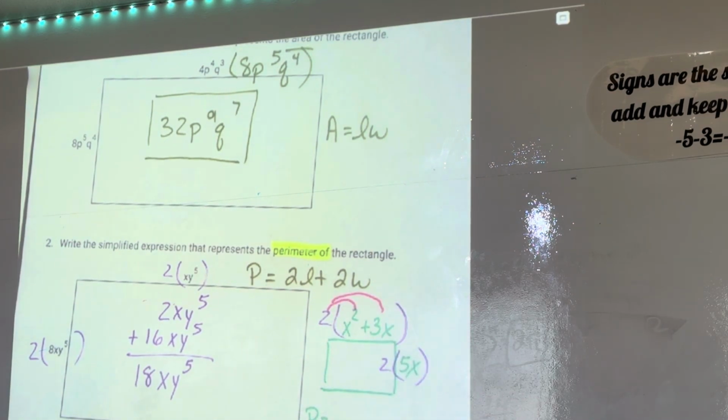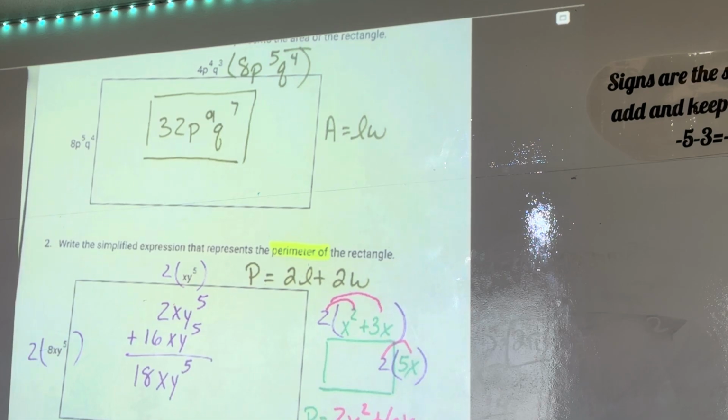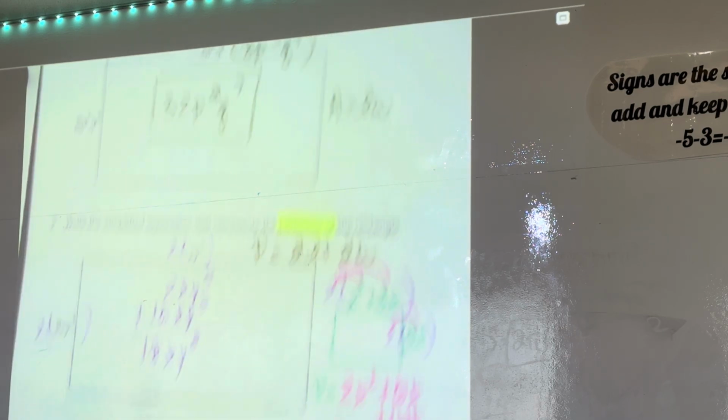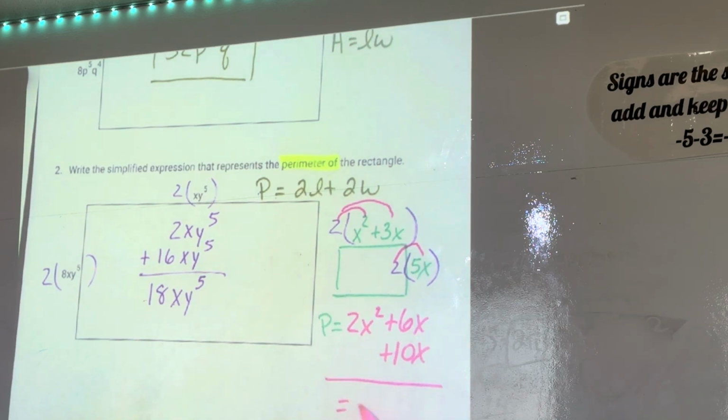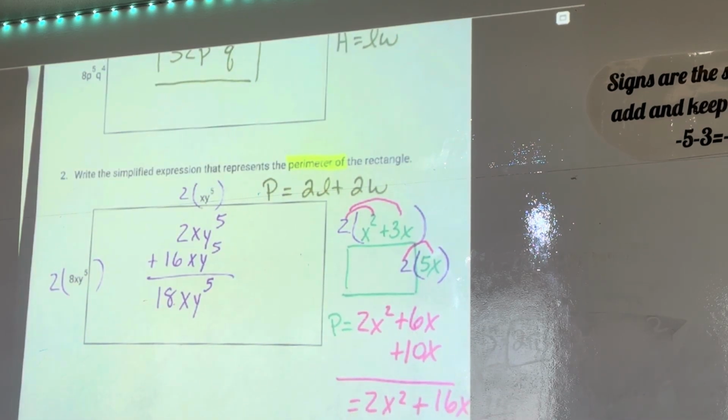Distribute. Okay? So the perimeter, you're going to have 2x squared plus, what's 2 times 3? 6, plus 6x. Okay, and then 2 times 5x is 10x. Okay, and we're going to add it to the 6x, so plus 10x. So our perimeter will equal 2x squared plus what? 16x. Because they're not like terms, we can't combine it any further.